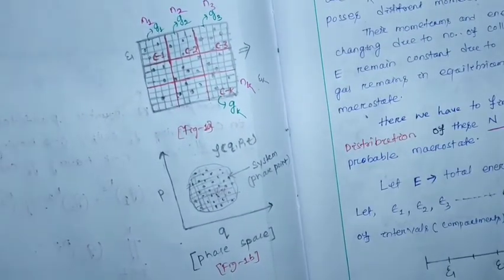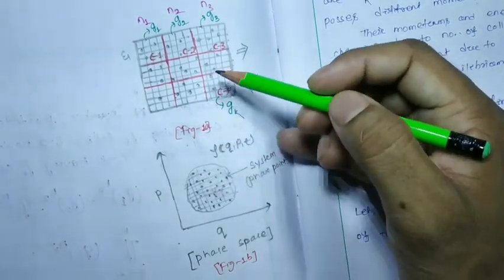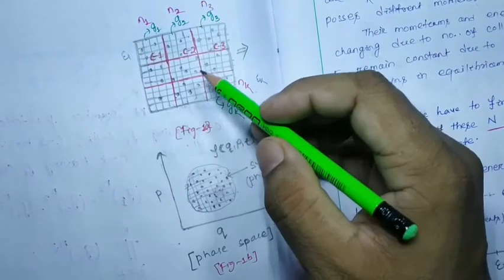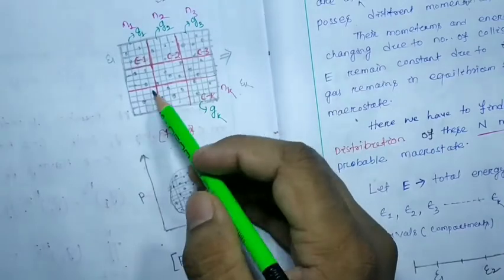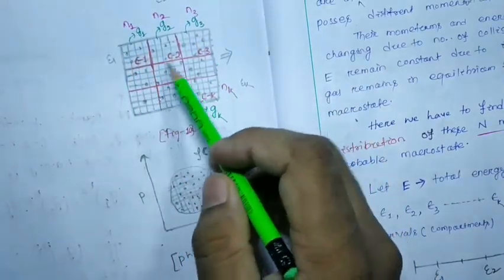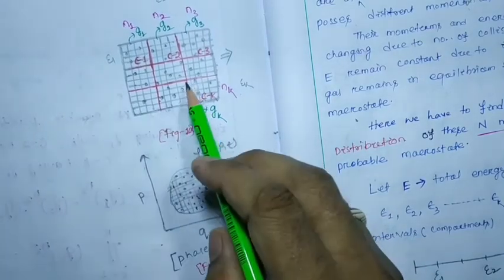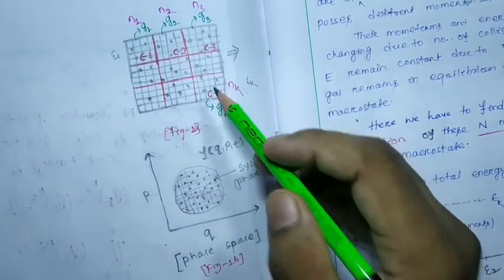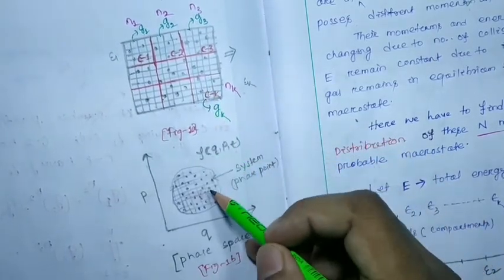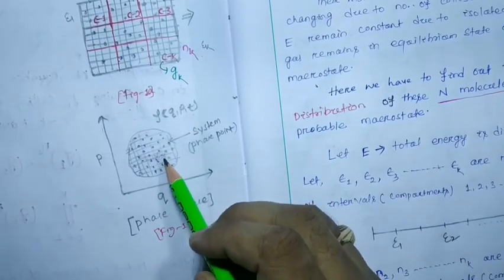So here in classical statistics, from the general view, the number of microstates of a particular macrostate is that much important as compared with the number of phase points per unit volume in the phase space.